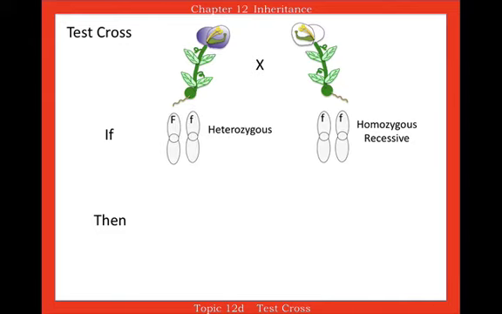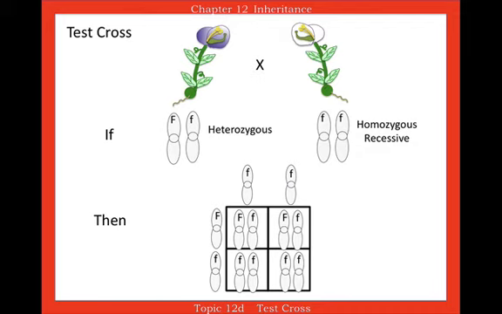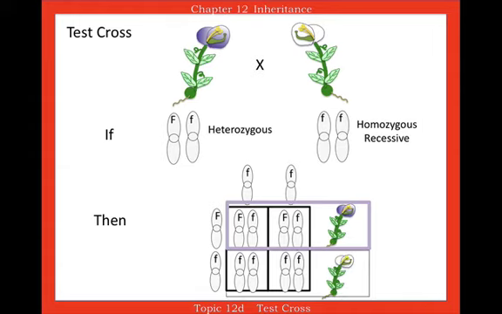In the second scenario, if the purple flowered plant is heterozygous and we then use a Punnett square to predict the possible genotypes, we notice that half the offspring will have a heterozygous genotype and a dominant phenotype, and half will be homozygous recessive for the genotype and recessive for the phenotype.